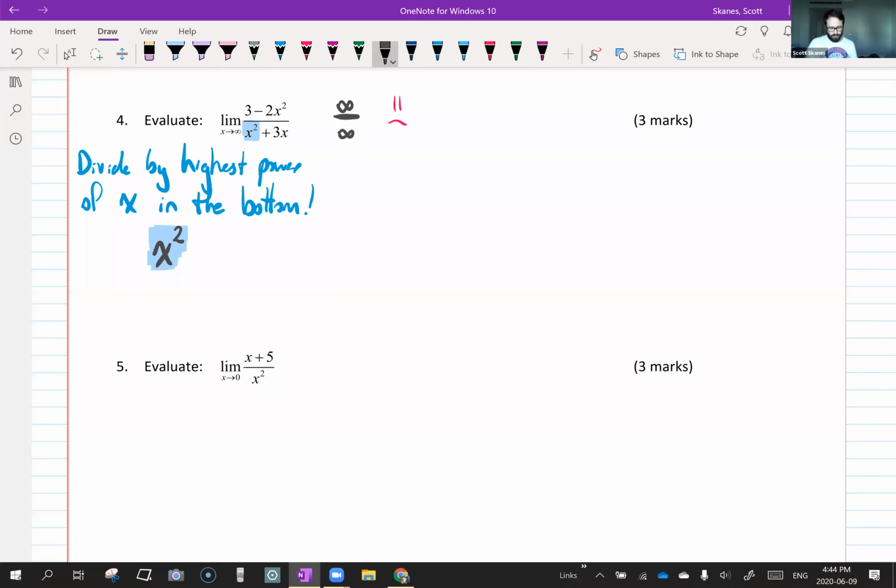Maybe some of you are already working on it. Take the limit as x approaches infinity. Divide everything by x squared. So this is 3 over x squared. Minus, what's 2x squared over x squared? Just 2. X squared over x squared is 1. And then we have 3 over x.